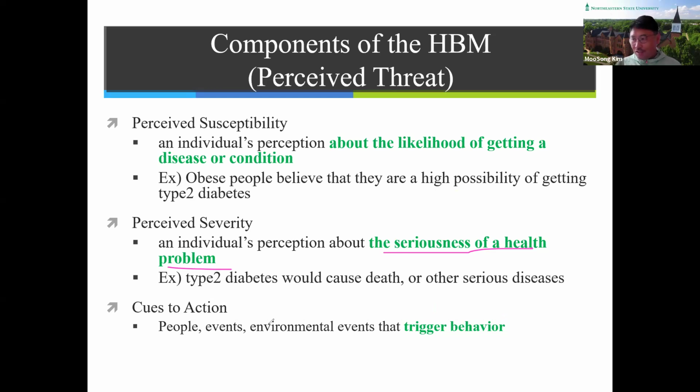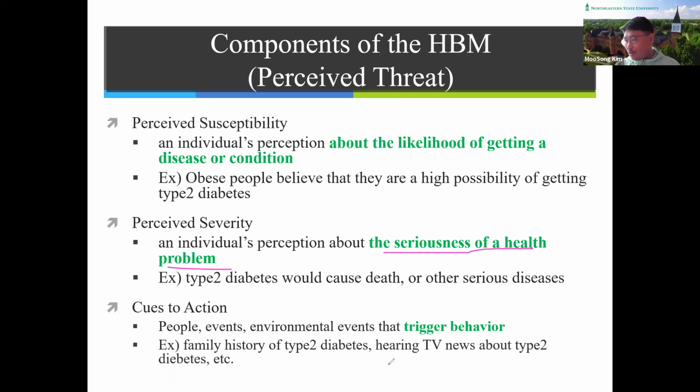Cues to action indicate the people and environmental events that trigger behavior. That might include a family history of type 2 diabetes or hearing TV news about type 2 diabetes. This kind of information also triggers certain health behavior. So cue to action, perceived severity, and perceived susceptibility, these components create the perceived threat.